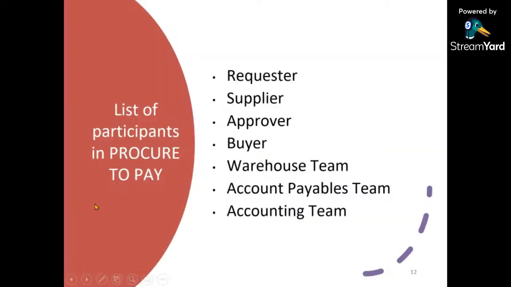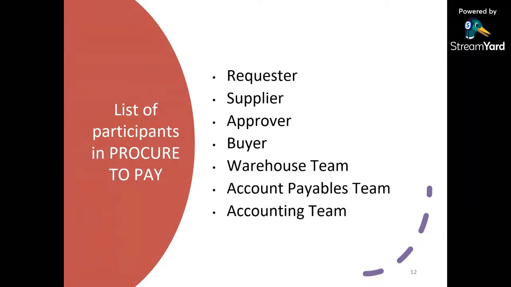And the list of participants in procure to pay. These are the key players who will participate in a procure to pay cycle. A requester will be there, a supplier will be there, an approver will be there, and a buyer will be there. There will be a warehouse team. In the case of inventory-related material, the inventory team will come into the picture. And then the accounts payable team, because they are the ones who do the payment against this particular vendor, maintain the account, and mark everything in their general ledger. So at the end of the day, they have to post this transaction to a ledger.